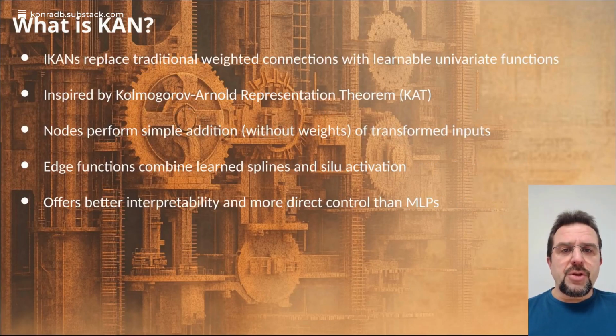KANs differ from traditional neural networks by using learnable functions instead of weighted connections. Each edge in a KAN transforms its input using a combination of learned splines and a SiLU activation function. This approach results in fewer, more interpretable parameters compared to the highly distributed representation of MLPs.